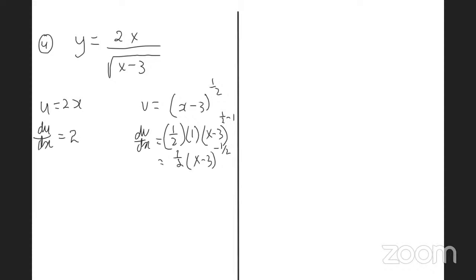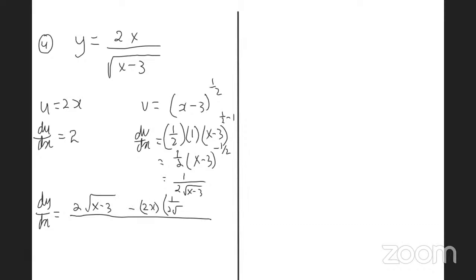Okay? So plug it in the formula. dy/dx is what? Actually, I don't want the square root, I don't want the half, right? So substitute v by that, you'll get 2 by the square root of x minus 3, all over v squared, the square root of x minus 3 squared.